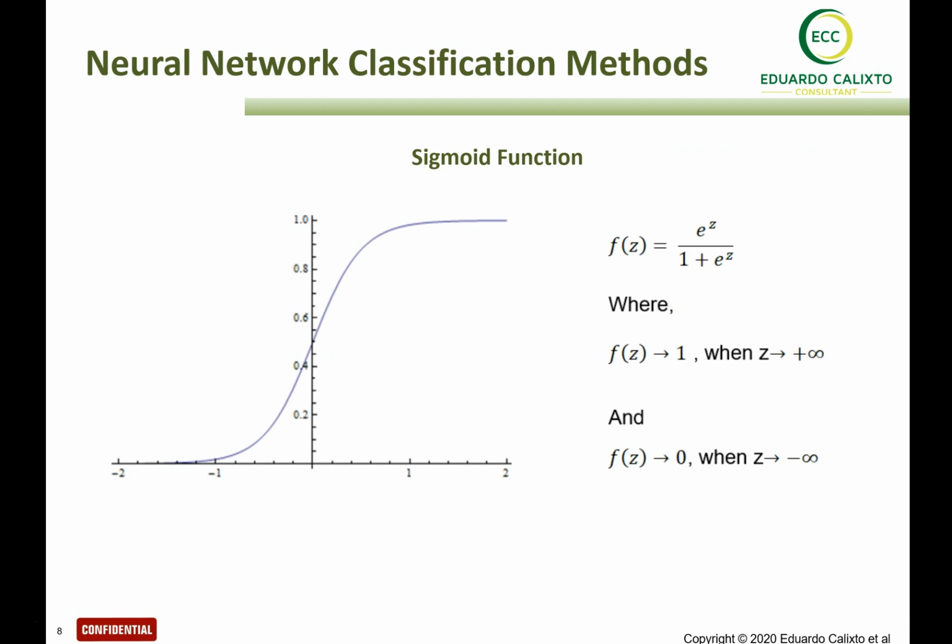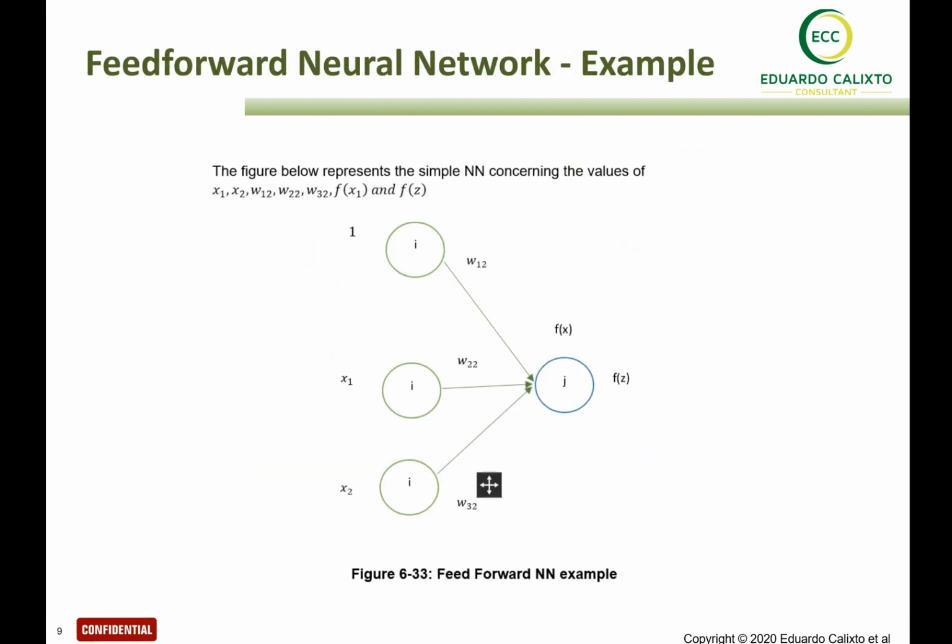So let's see an example to see how it works. Let's consider this very simple neural network. Based on this neural network, I need to first calculate the fx function. So the fx function is: I need to calculate the bias, that is 1 multiplied by this weight 1, plus this vector value x1 multiplied by weight 2, plus x2 multiplied by weight 3.